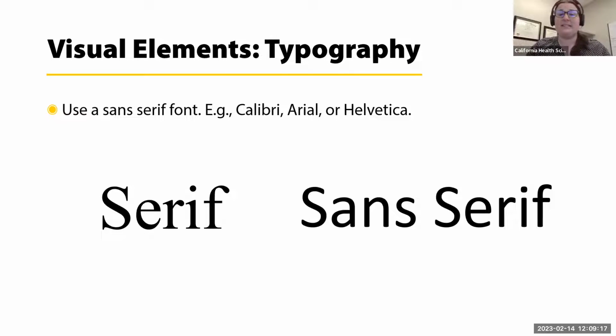There's also some evidence that sans serif fonts are easier to read for people who have a visual disability like dyslexia, because the feet aren't there to interfere with the spacing of the letters. So the sans serif fonts are Calibri, Arial, Helvetica. There's a whole bunch more, but those are some of the most common.